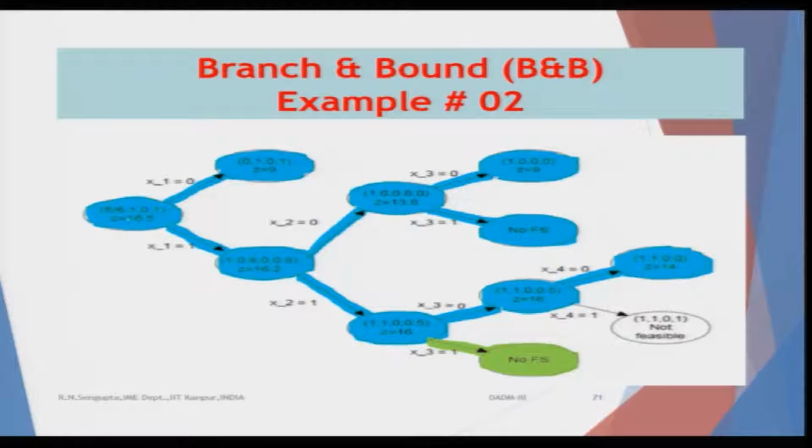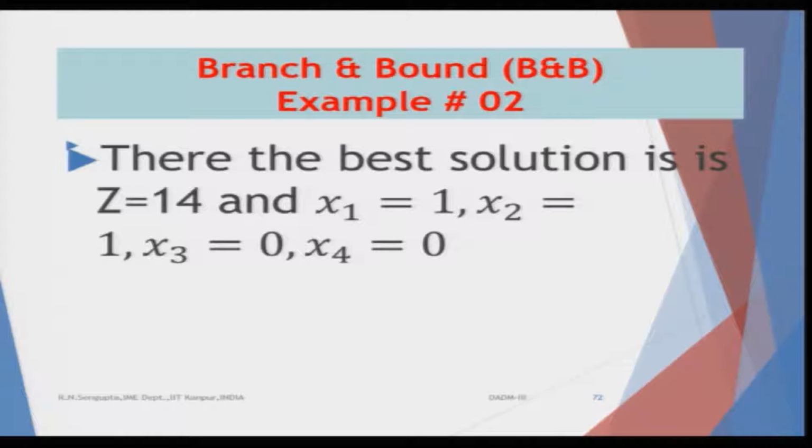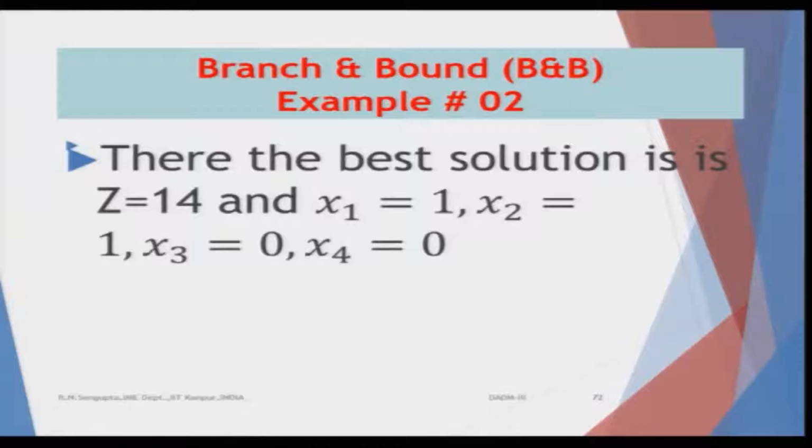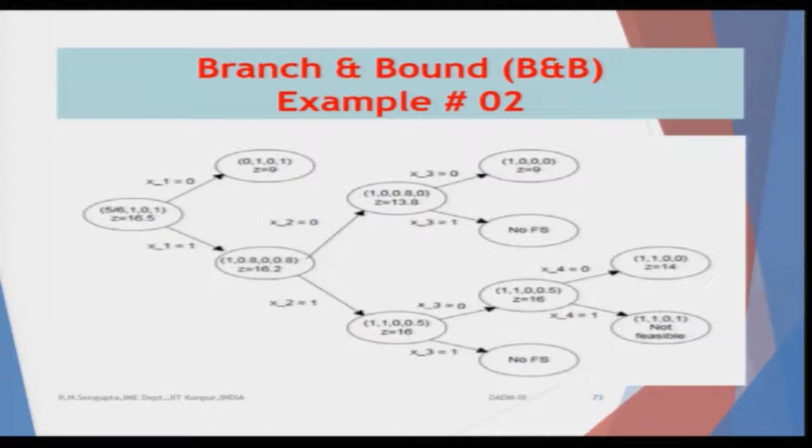Now, finally, x4 is 1. So, you have to traverse it. The best solution till now is z equal to 14, x1 equal to 1, x2 equal to 1, x3 equal to 0, x4 equal to 0. Now, if you go for x4 equal to 1, wait. So, x4 is equal to 1. If you do it for x4 equal to 1, there is no feasible solution, and once there is no feasible solution, you have traversed all the combinations and stop.